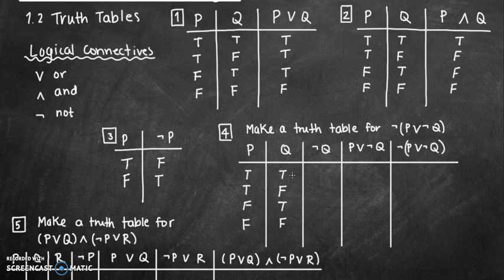So not Q. Q is true, so not Q is false. Q is false, so not Q is true. Q is true, so not Q is false. And Q is false, so not Q is true.